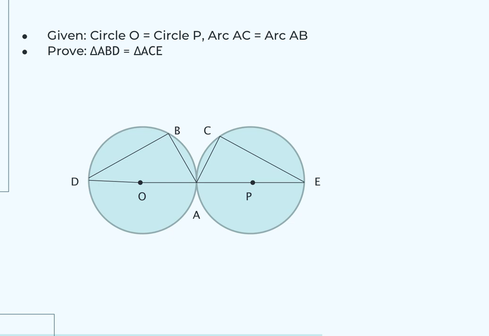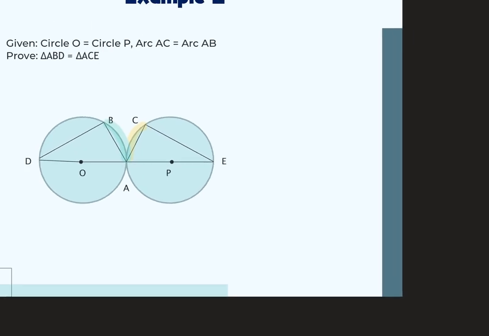The second part says arc AC is congruent to arc AB. So AC, which is here, is congruent to AB, which is there. And the goal is to prove those triangles are congruent. So circle O is congruent to circle P, and arc AC is congruent to arc AB.